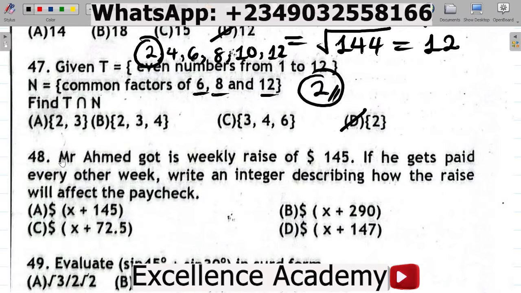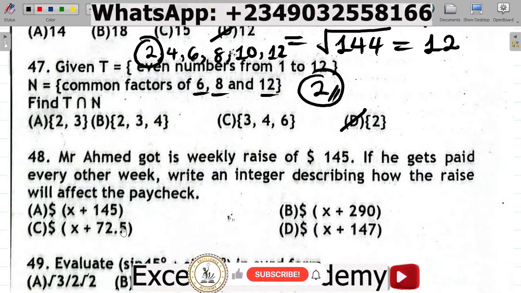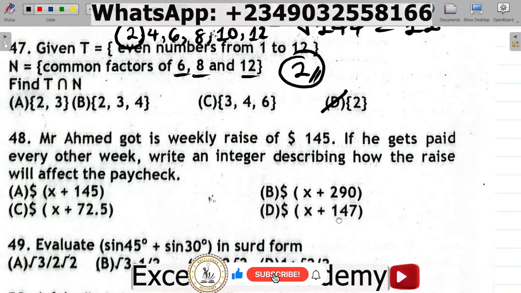Question 48 says Mr. Ahmed got a weekly raise of $145. If he gets paid every other week, write an integer describing how the raise will affect the paycheck. So you have your options there. A, X plus $145. B, X plus $290. C, X plus $72.5. D, X plus $147.